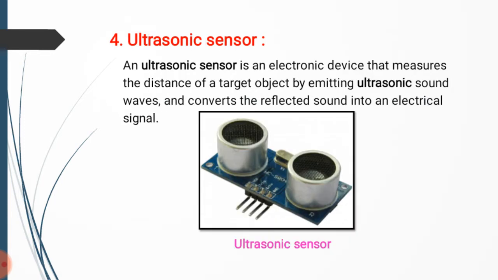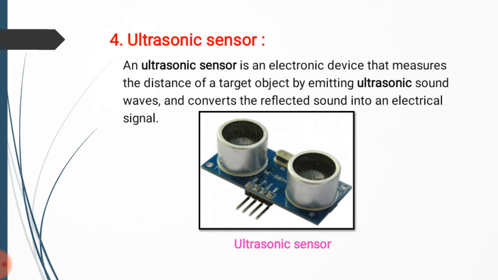Next is the ultrasonic sensor. An ultrasonic sensor is an electronic device that measures the distance of a target object by emitting ultrasonic sound waves and converting the reflected sound into an electrical signal. We know that sound is nothing but longitudinal waves, so ultrasonic waves are longitudinal sound waves. The ultrasonic sensor emits ultrasonic sound.